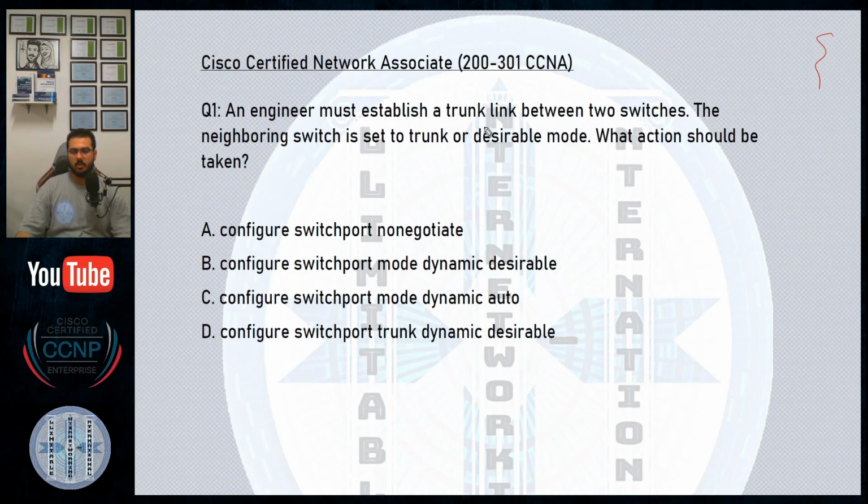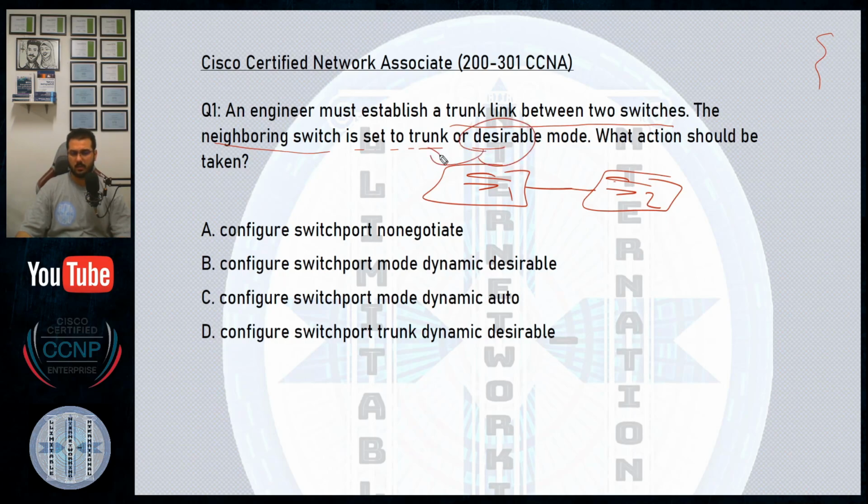An engineer must establish a trunk link between two switches. Right now I have two switches, switch number 1 and switch number 2. By default, my ports are access ports in the default VLAN number 1, and I am the owner of switch 1 and I would like to make this link a trunk. The neighboring switch is set to trunk or desirable.